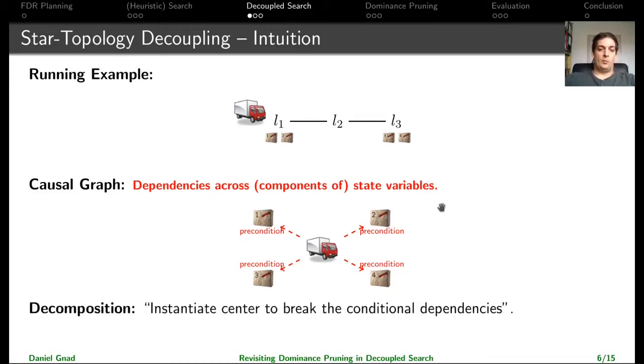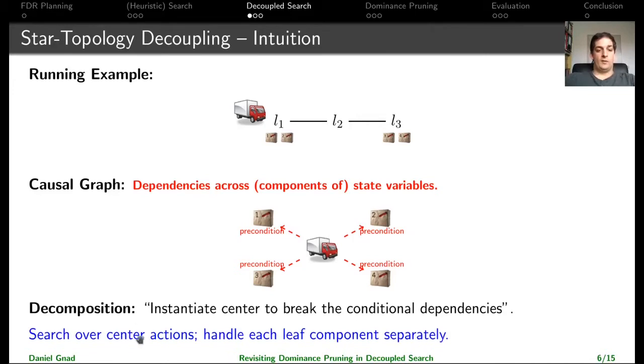And in decoupled search, we exploit this by instantiating the center, so here the truck, to break these conditional dependencies. More specifically, we search only over center actions, which in our case will be drive actions, and we handle each leaf component, so each package here, separately.